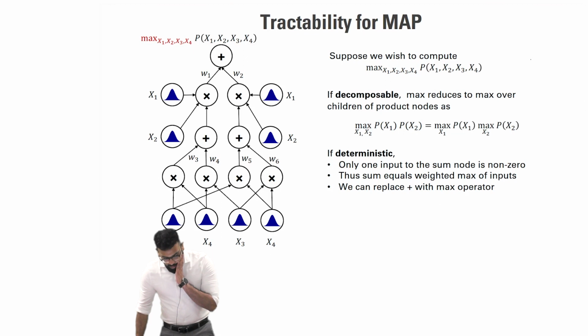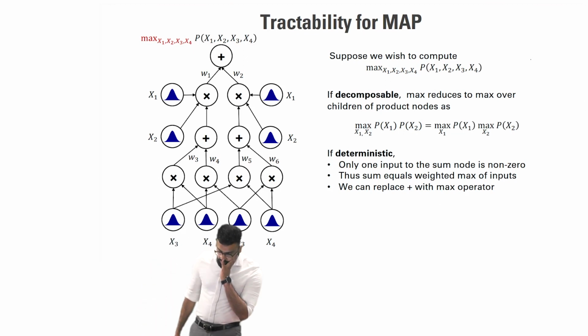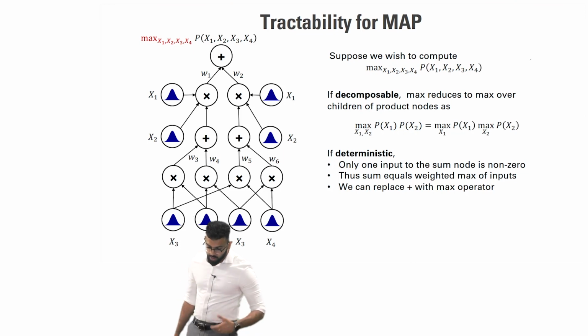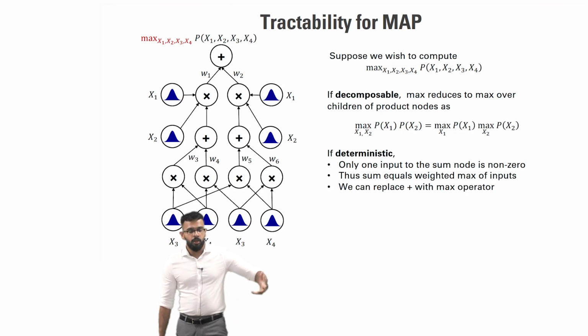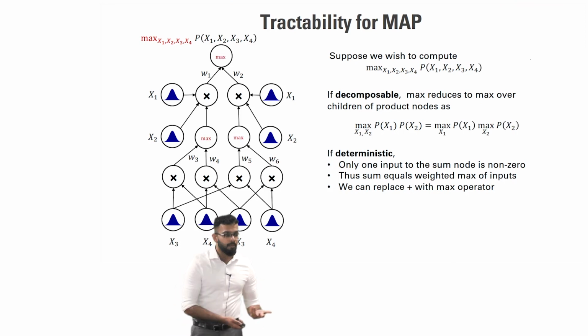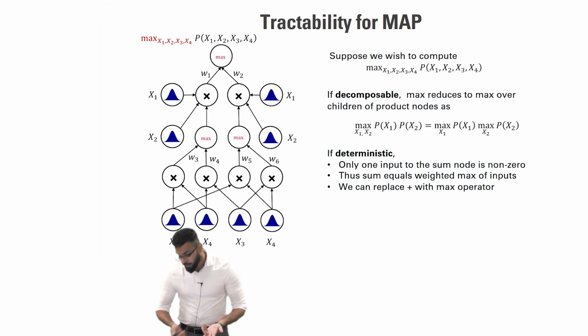All right, so let's see how this actually works in practice. You want to compute maximization over the joint probability density. If your model is decomposable, that is associated with your product nodes, you can push down the max operator from your product node to its children. If it's deterministic, you can push it down from the sum nodes to its children, right? So what do you do to push down the max operator from the sum node to its children? You replace the sum with a max operator, right?